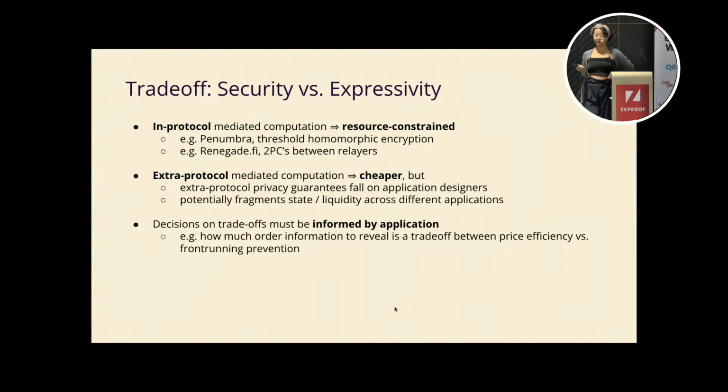So really, the choice between in-protocol versus extra-protocol should be informed by your application's requirements.